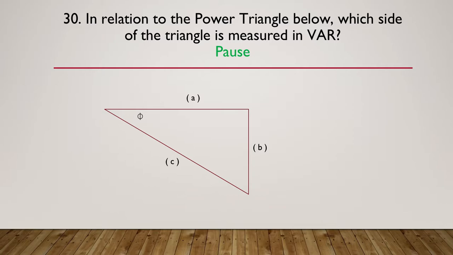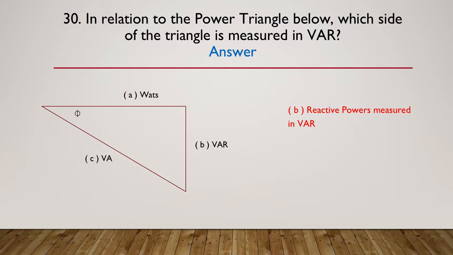Well, welcome back. Let's have a quick look at the hint. So again, draw the power triangle and label the units that each one uses. That's going to be the hint, isn't it? What are the units? So let's now move on to the answer.